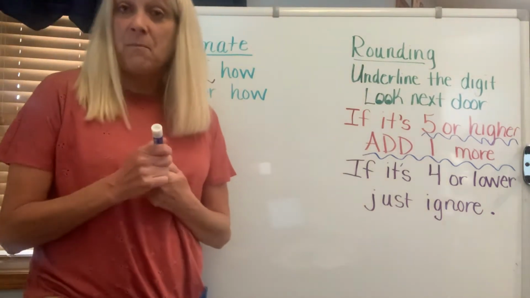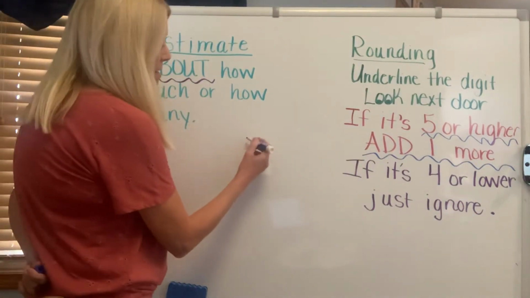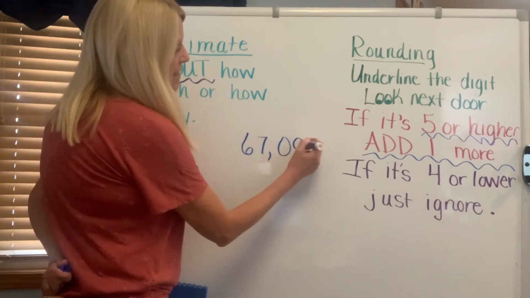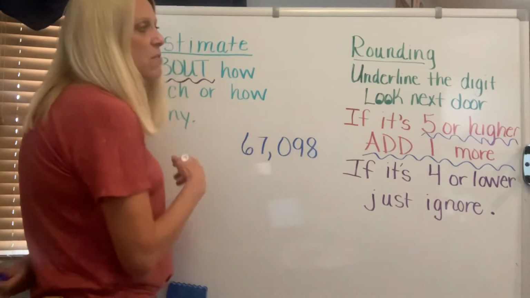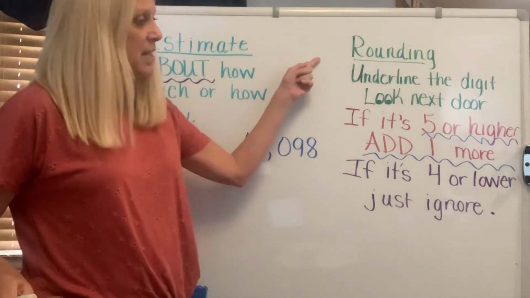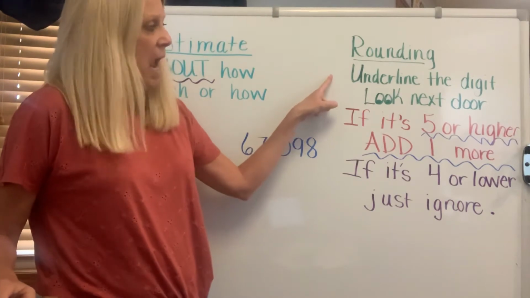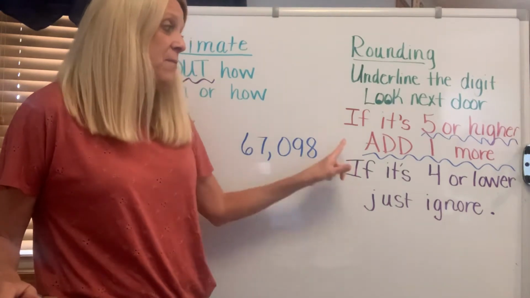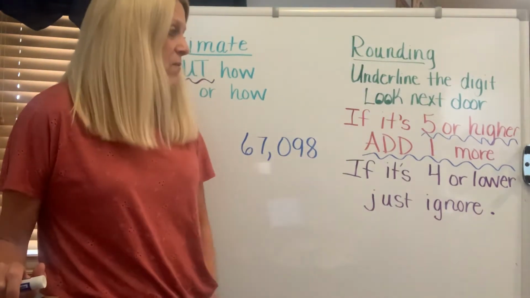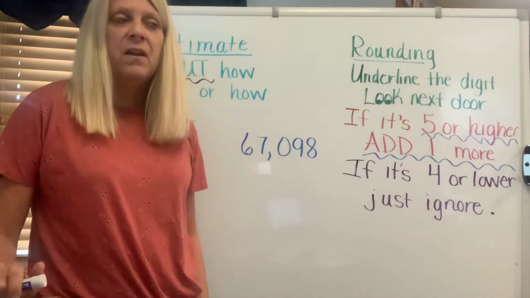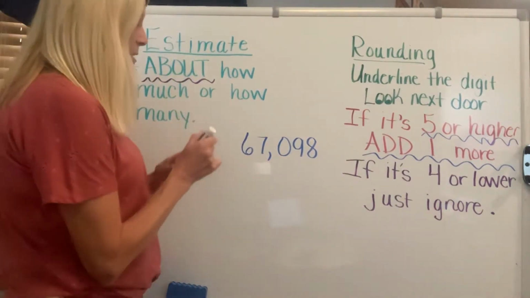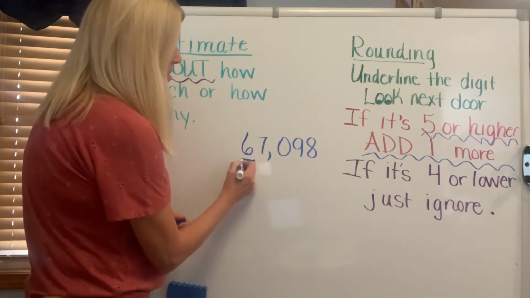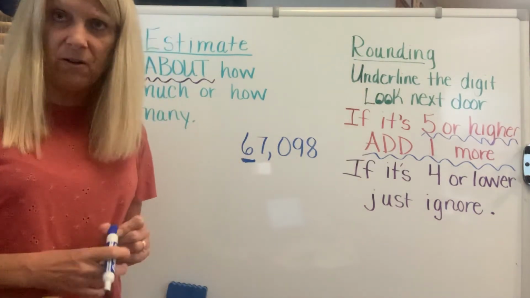To round numbers, we are going to use the number 67,098. And we are going to use a rhyme that I've written here. The rhyme goes, underline the digit, look next door. If it's 5 or higher, add one more. If it's 4 or lower, just ignore. Okay, to get us started, we are going to first round to the nearest 10,000, or the highest place value that we have here.